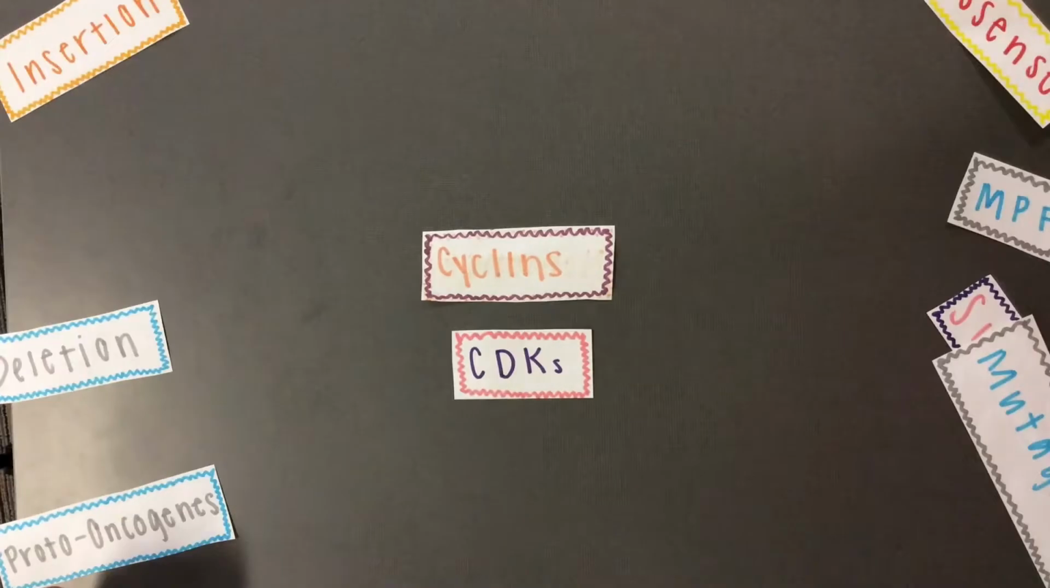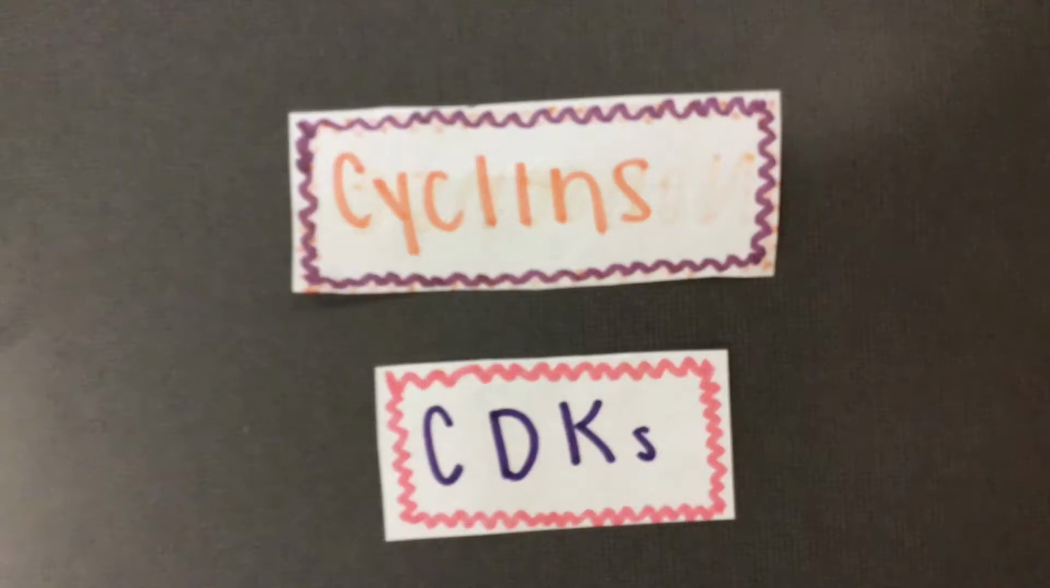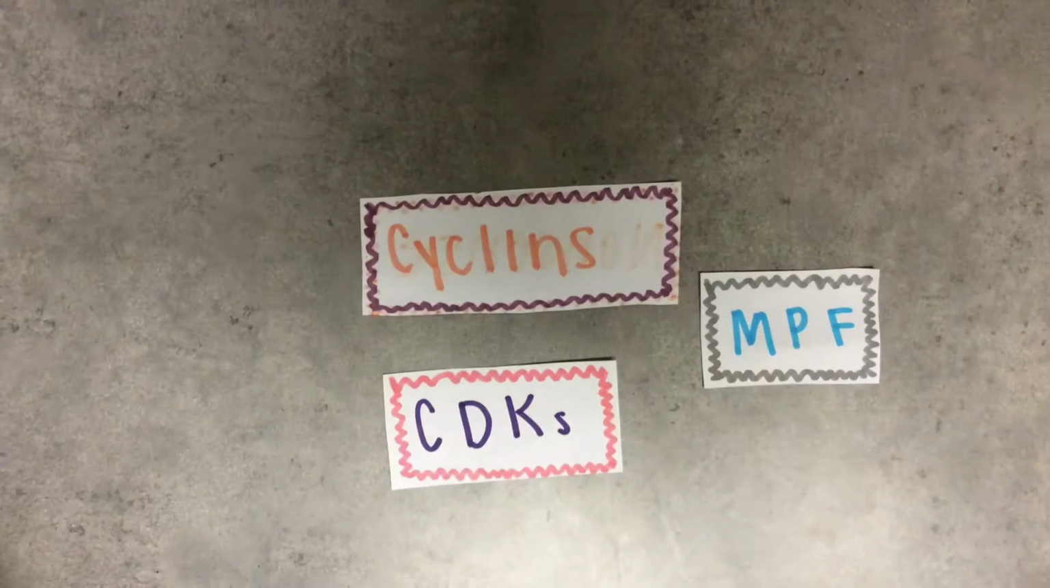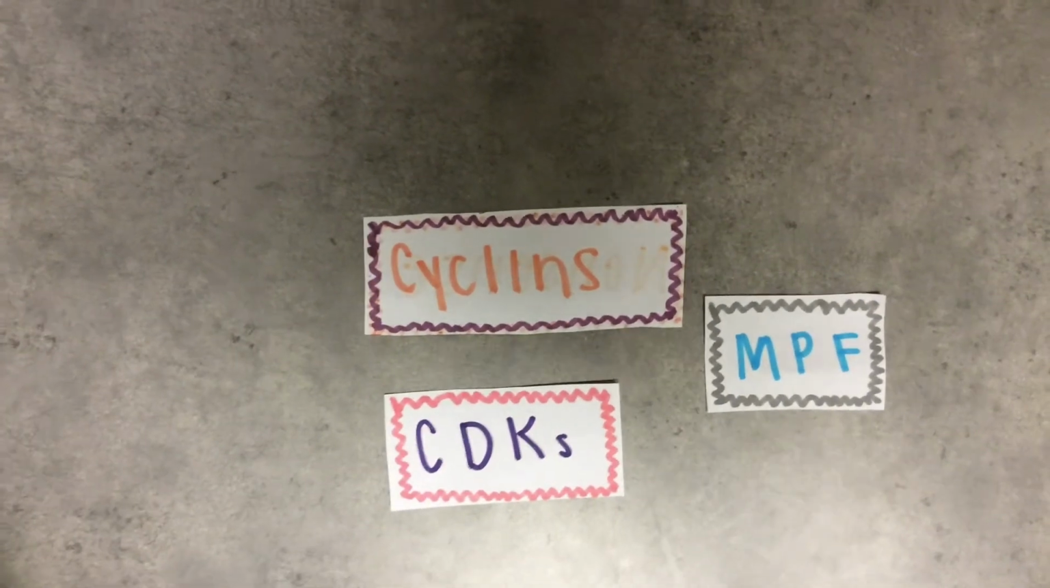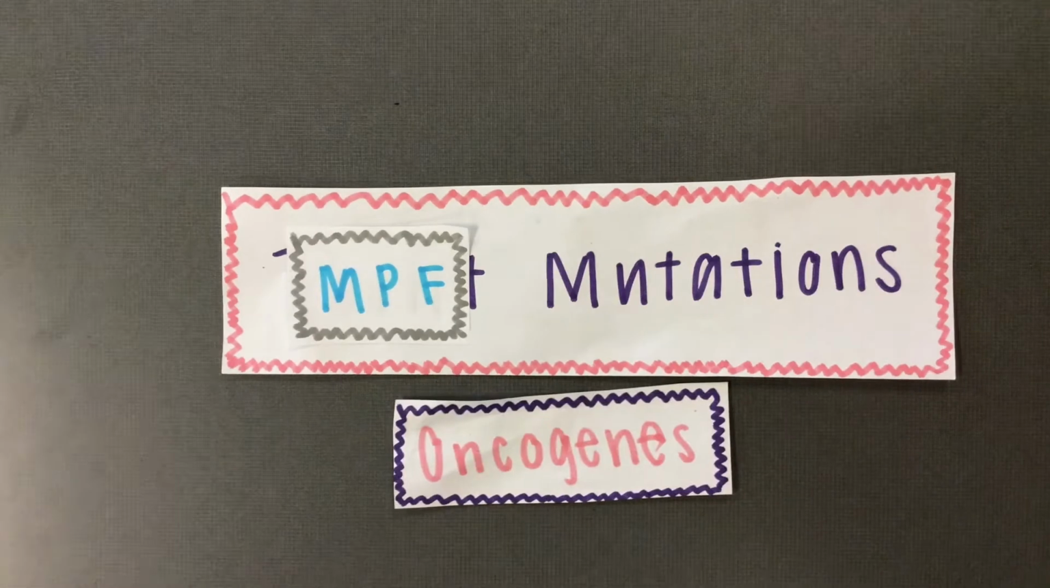There are 2 types of regulatory proteins involved in cell cycle control, cyclins and CDKs. NPF is a cyclin CDK complex that triggers a cell's passage past the G2 checkpoint into M phase of the cycle. Mutations in these proteins can cause oncogenes.